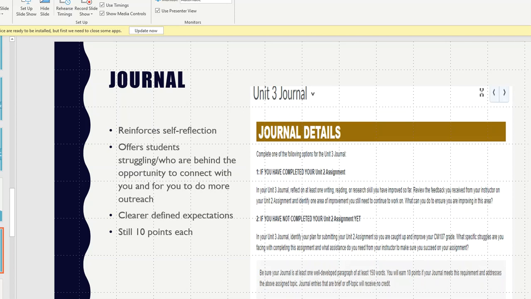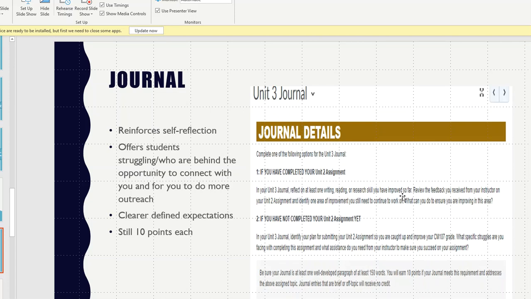So what we've offered is options in the journal. For example, if you look at the Unit 3 journal that's right here, it says complete one of the two following options. If you have completed your Unit 2 assignment, reflect on at least one writing, reading, or research skill you've improved on so far. Review the feedback you receive from your instructor and identify an area of improvement you need to continue to work on. So if students have completed that assignment, they can do this well.